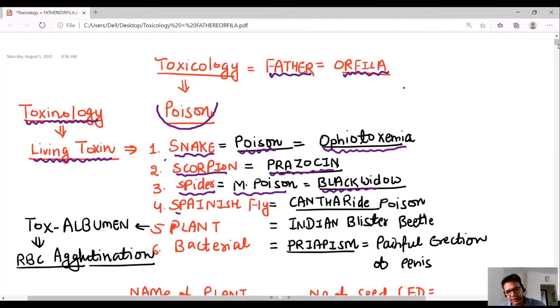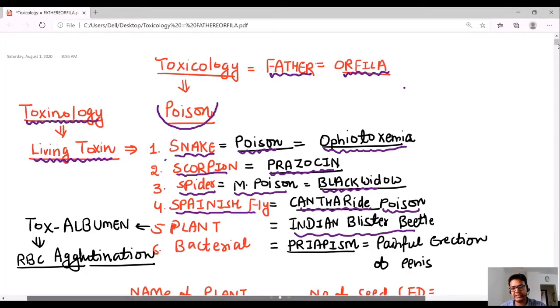Spanish fly is also a living toxin. When Spanish fly bites you, we have cantharide poisoning. Spanish fly is also known as Indian blister beetle. And in Spanish fly, we have a symptom which is known as priapism. What is priapism? Priapism is painful erection of penis. चलो कुछ MCQ लिखो.